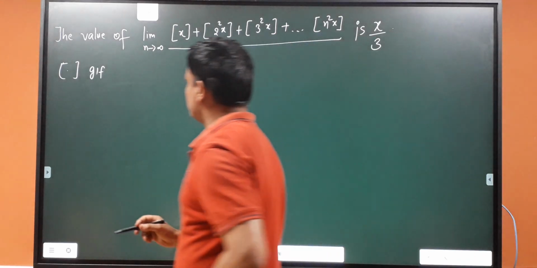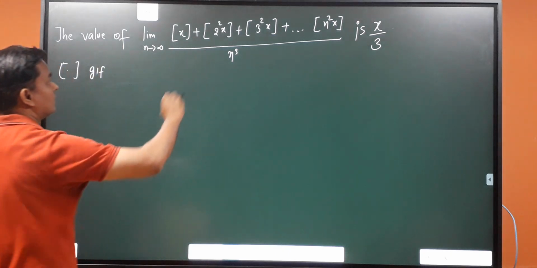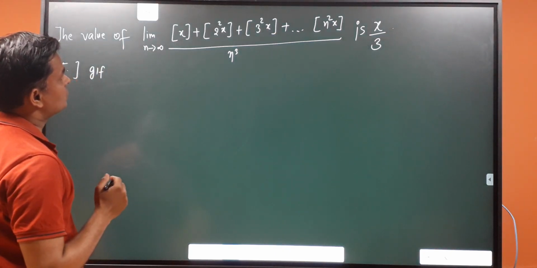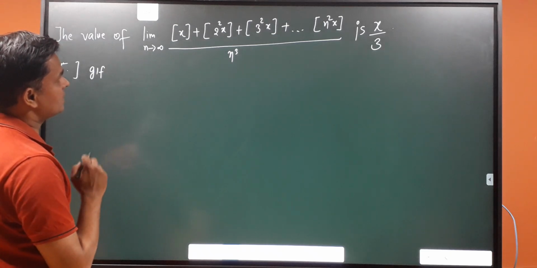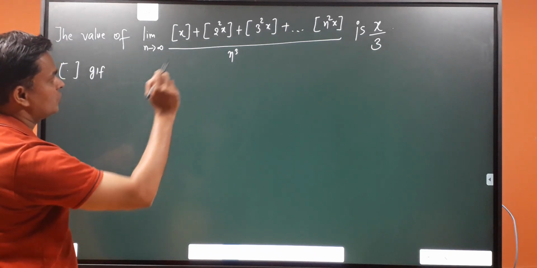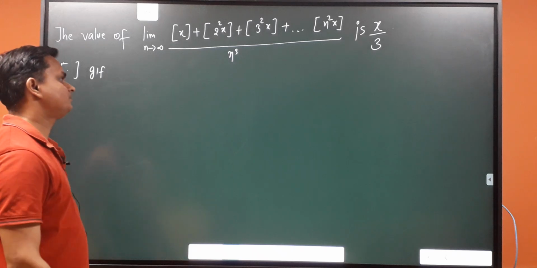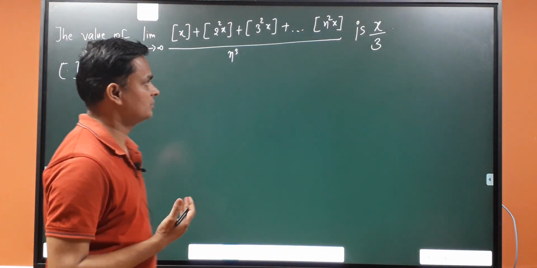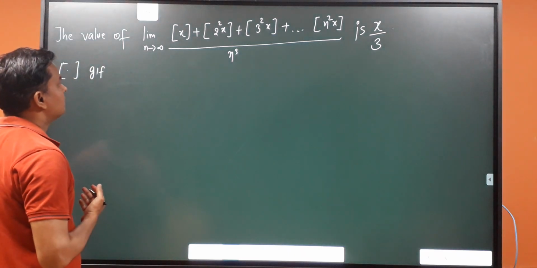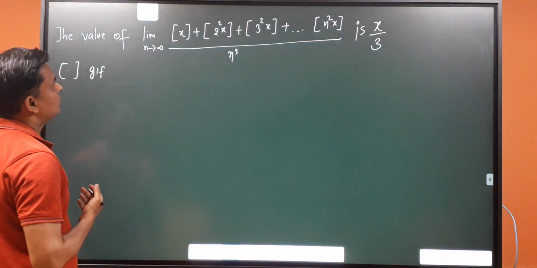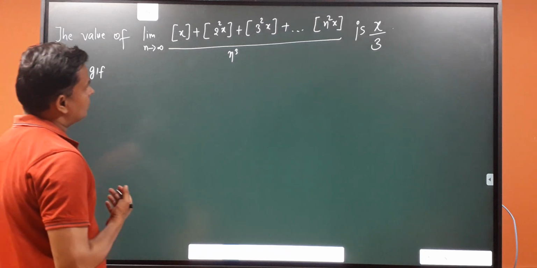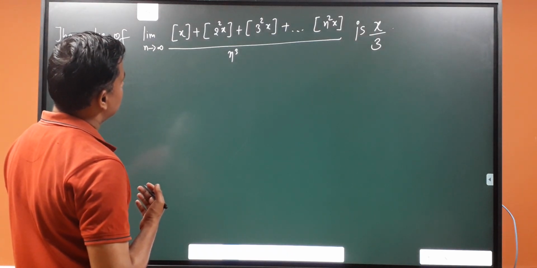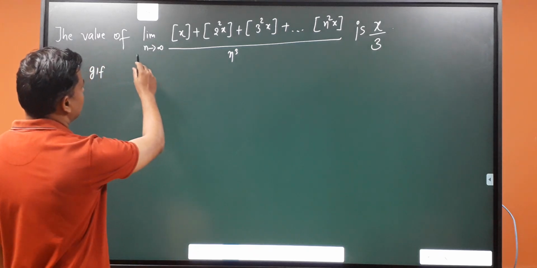So one thing to notice here is that in the numerator all the values are inside greatest integer function, but the answer we need to prove does not contain greatest integer function. The next thing that we need to look at here is that the limit is on n, not on x.